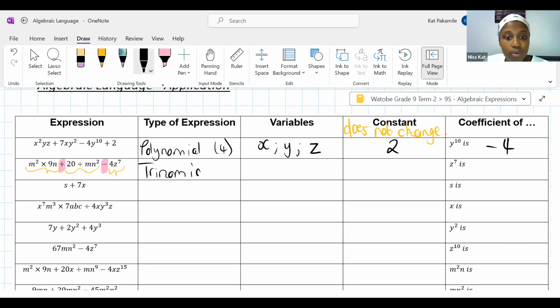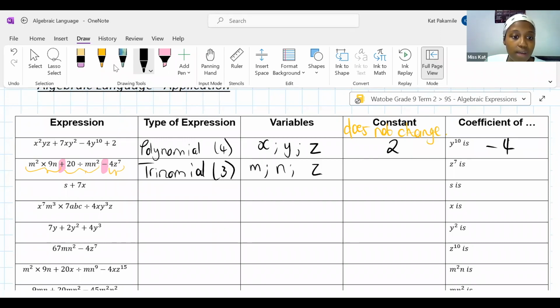Tell me, what are my variables in this expression? M, N, M, N. No, remember they go on their own, right? We have an M, we have an N, and what else do we have? Z. A Z. Thank you.